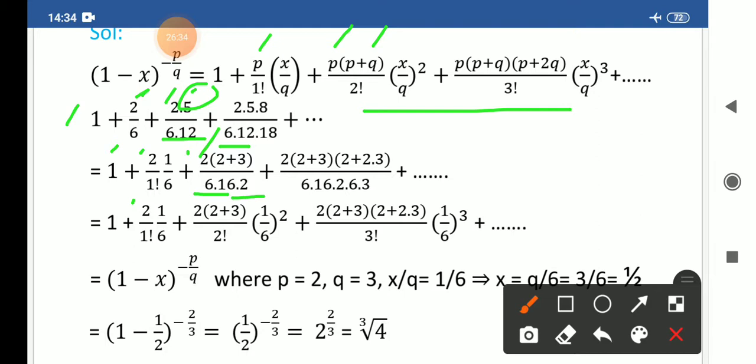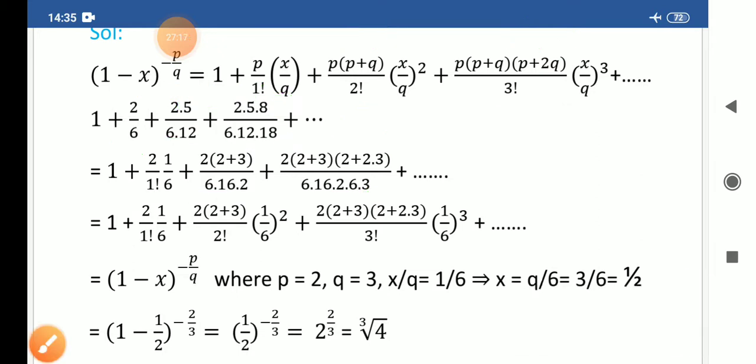What is x by q? Yes, x by q is 1 by 6. You observe. Next, the third term, fourth term. You write this 2 is p. This 5 is p plus q, that is 2 plus 3. Next, p plus 2q. P is 2, q is 3. So 2q is 2 into 3, 6, 6 plus 2, 8. So this is 8. Okay. Now read this: 6, 12, 18. 6 is 6 into 1, 12 is 6 into 2, 18 is 6 into 3. First you observe with concentration.